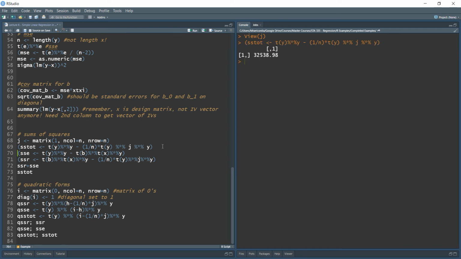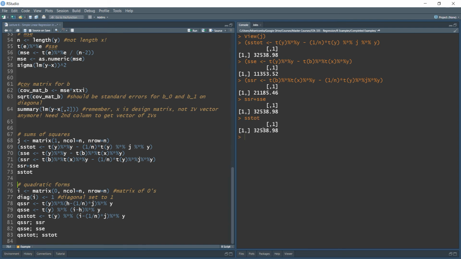So this is the sums of squares total, sums of squares error, and the sums of squares residuals that I can calculate using my J matrix. Note that the sums of squares residual plus the sums of squares error should add up to be the sums of squares total, and we see that in this case that is absolutely true.